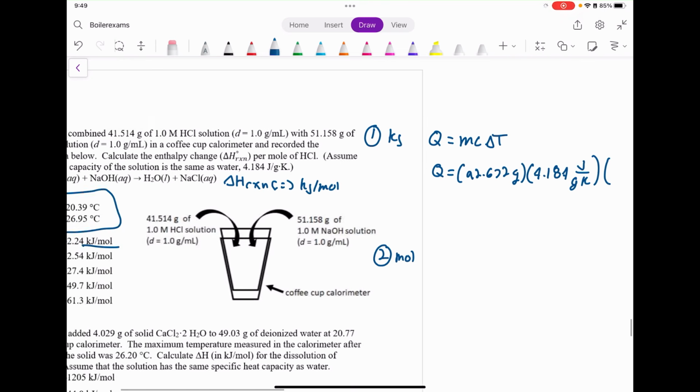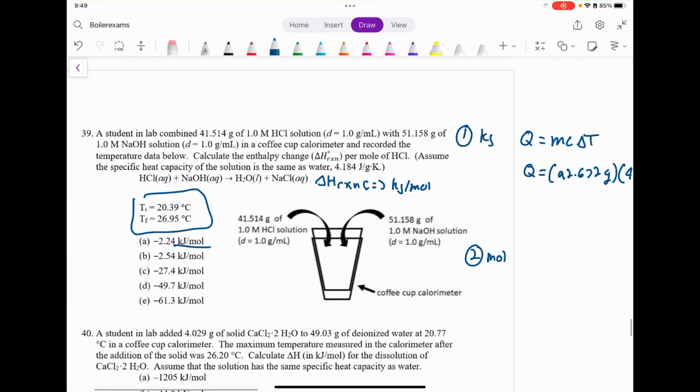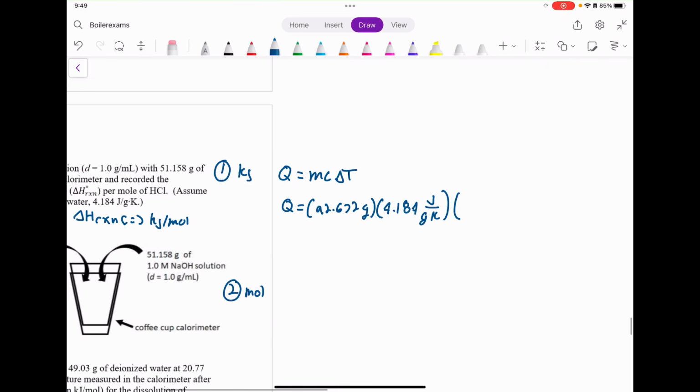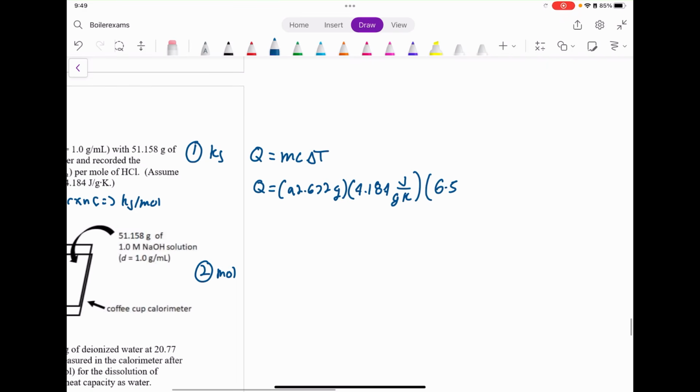And then we have temperature change, which we can get from our temperature data. To get delta T, you're going to want to always do the final temp minus the initial temp. If you do that, you get 26.95 minus 20.39. You're going to get 6.56 degrees Celsius.